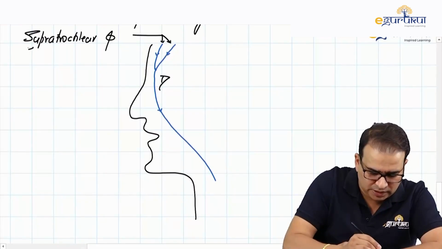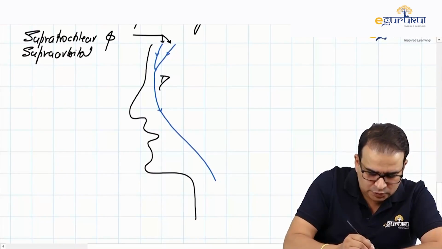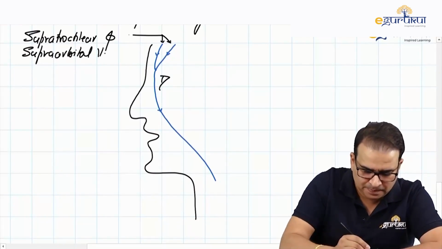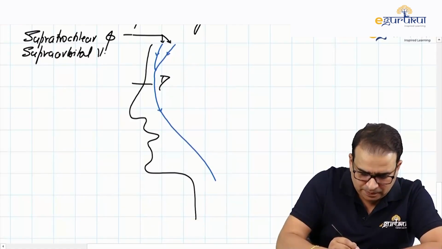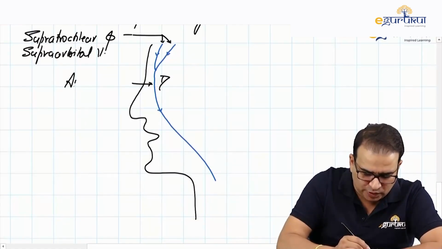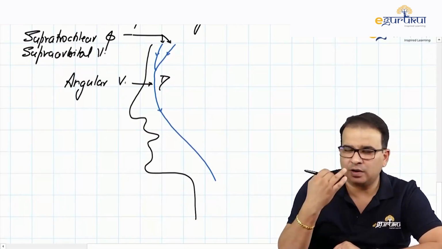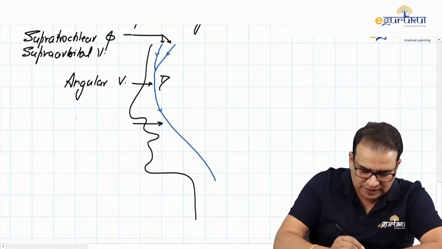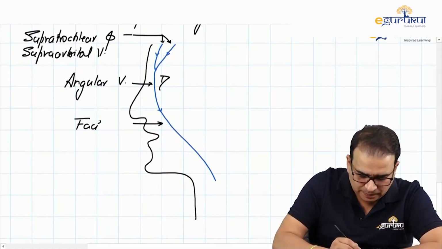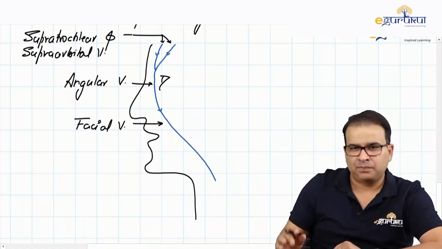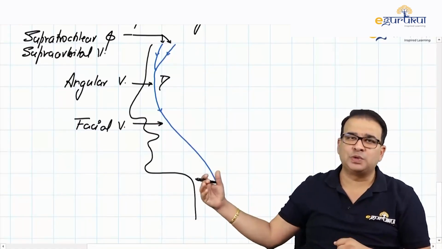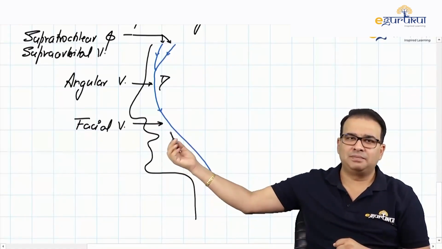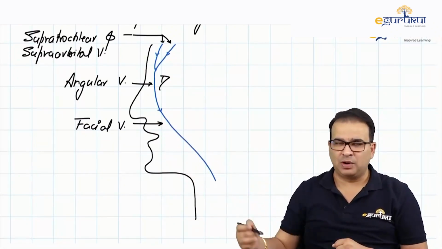You've got a supratrochlear and supraorbital vein. This here is the angular vein. The two unite to form the angular vein, and this angular vein will continue below on the face as the facial vein. We already said the facial vein is not tortuous like the artery, and the vein is running a bit away from the ala of the nose and the angle of the mouth.